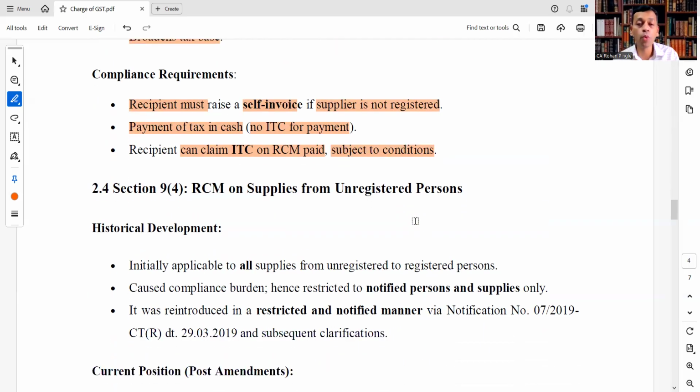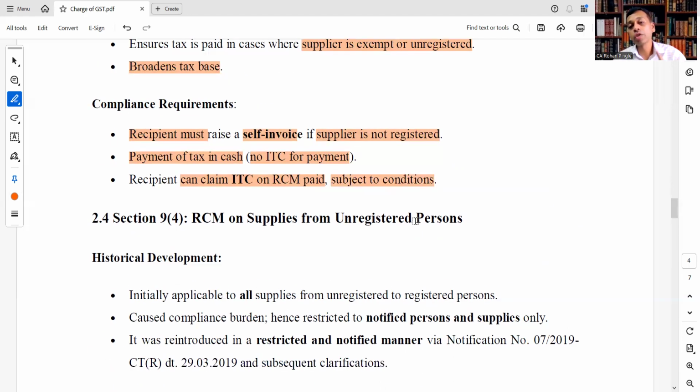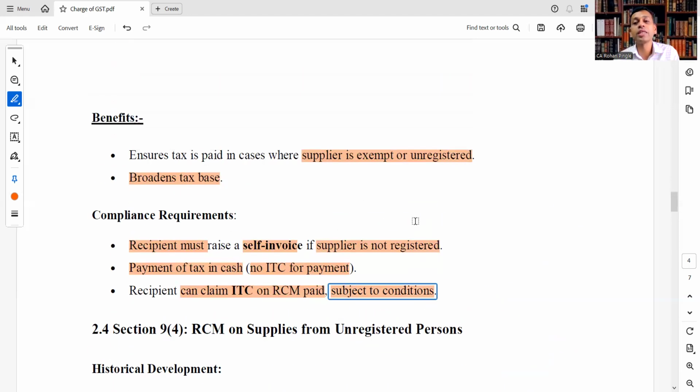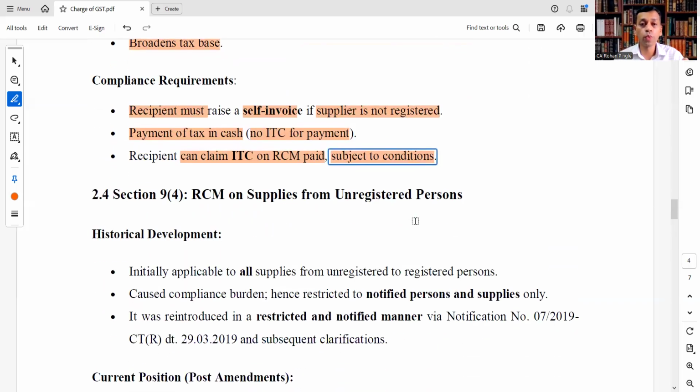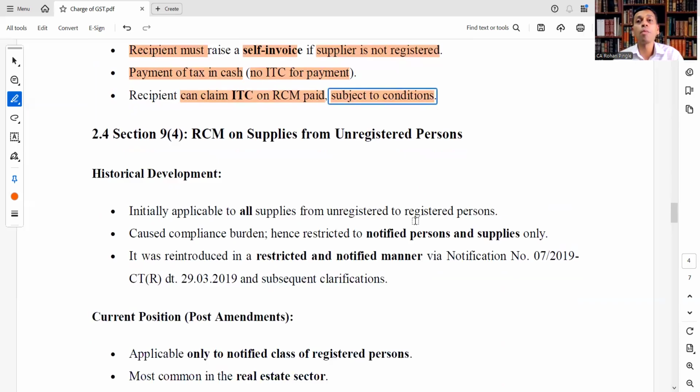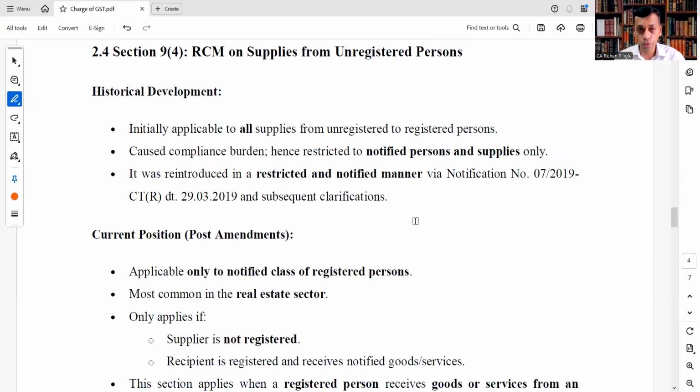Now moving on to the next section, section 9, subsection 4. Again RCM, but RCM on supplies from unregistered persons. Earlier in section 9, subsection 3, we have seen the case where both are registered. Now in section 9, subsection 4, we are covering RCM on supplies from unregistered persons. Let's see the historical development related to this section 9, subsection 4.